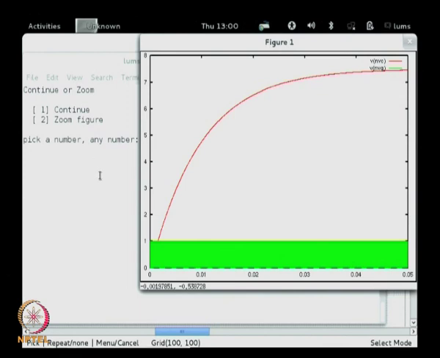So, this is the waveform that you are seeing, and you see that it is naturally settling at 7 or 7.5, because we had set some arbitrary value. So, let us say you can zoom in.